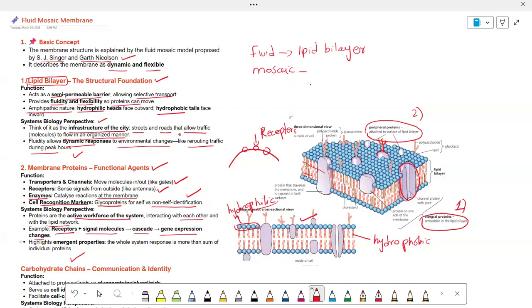Okay, then the third and last one highlights emergent properties. The whole system response is more than the sum of individual responses. So basically, the proteins are the functional agents. You can see that functional agents play different roles, like transporters, receptors, enzymes, and cell recognition markers.